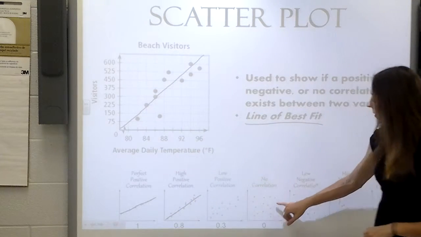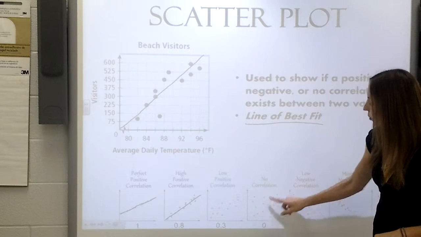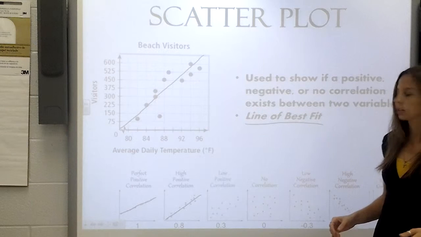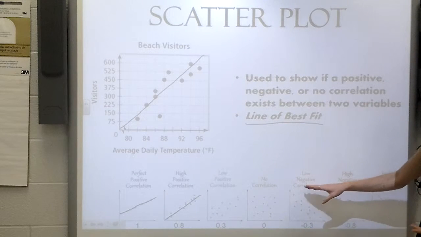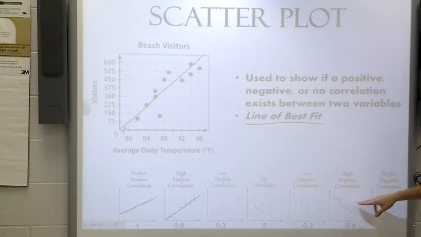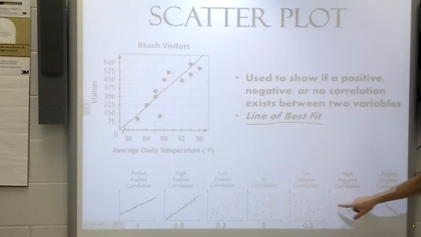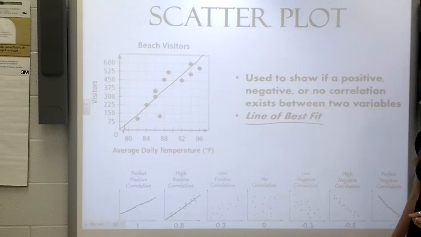When you get over here, there's really no direction. I wouldn't know where to put my line, so there's no correlation that exists. And then again, the same occurs for a negative correlation. Okay, we go to a perfect negative correlation. And then again, you can see the difference in the dots.